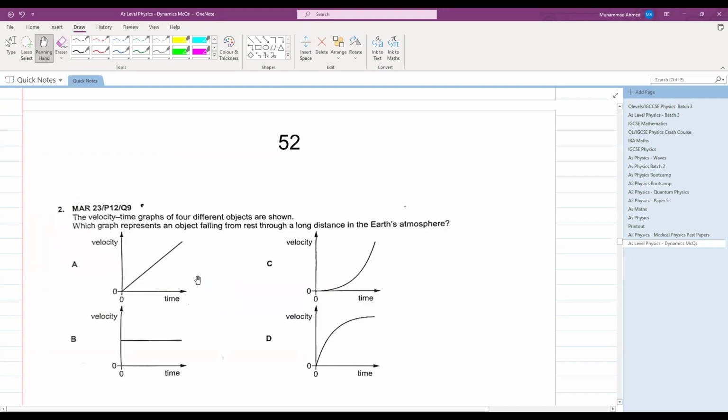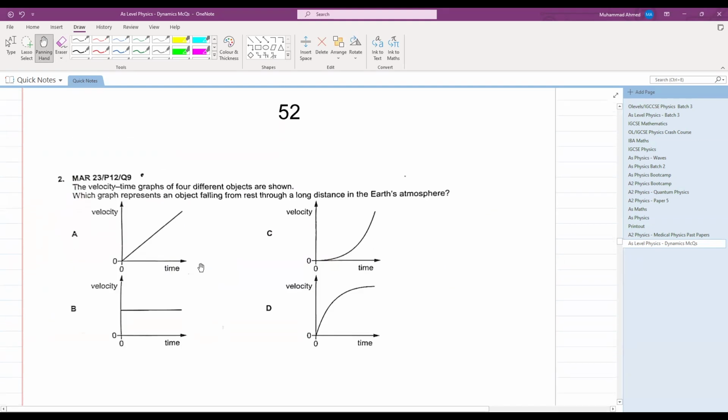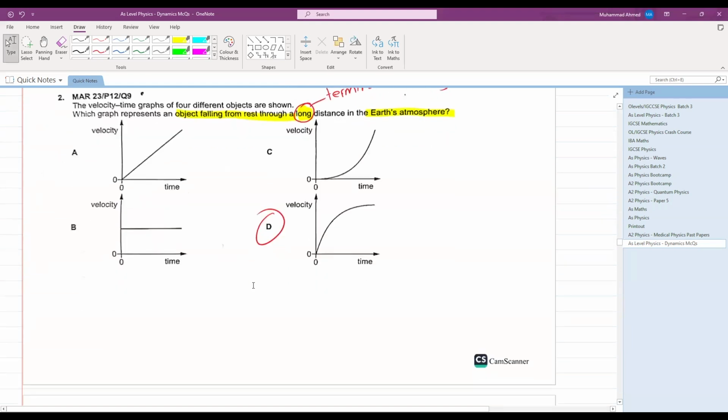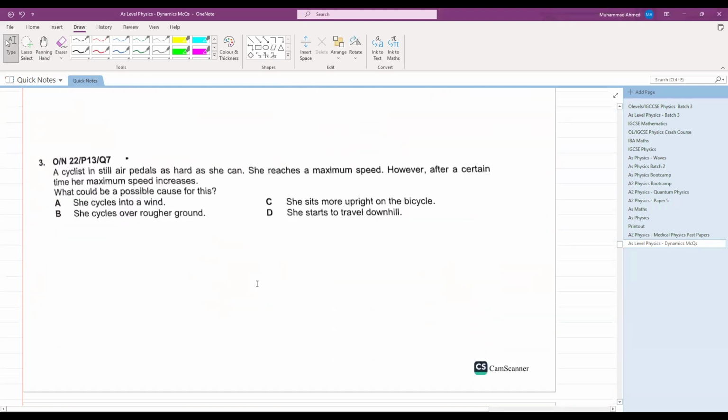Simple. Let's further move. The velocity time graphs of four different objects are shown. Which graph represents an object falling from rest through a long distance in Earth's atmosphere? Okay. So, what are we talking about? Whenever you have words such as long distance, tall building, we are basically talking about terminal velocity. Which graph shows terminal velocity? Any ideas, geniuses? D graph shows terminal velocity. Simple as that. Let's further move ahead.